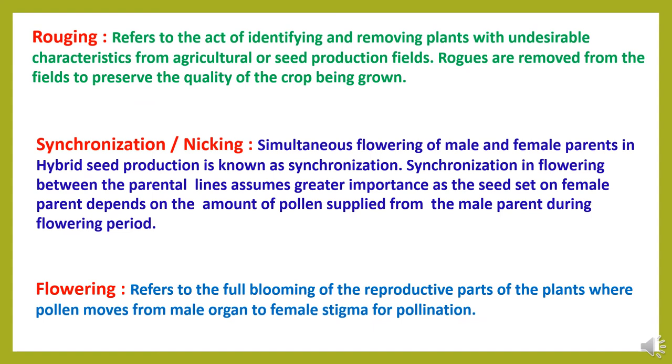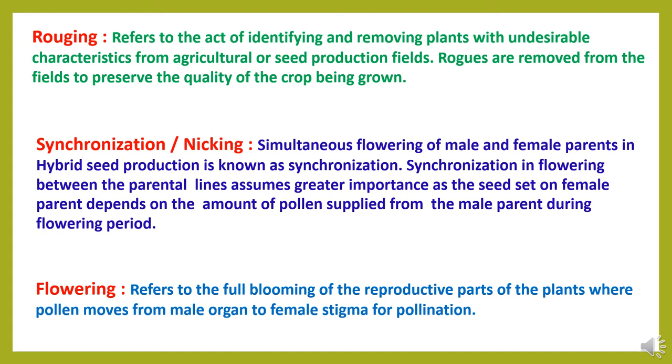Other practices are rouging, which refers to the act of identifying and removing plants with undesirable characteristics from agricultural or seed production fields. Rogues are removed from the fields to preserve the quality of the crop being grown.